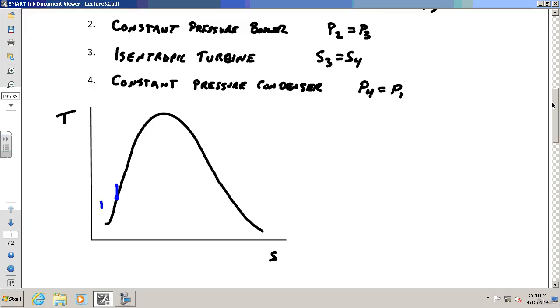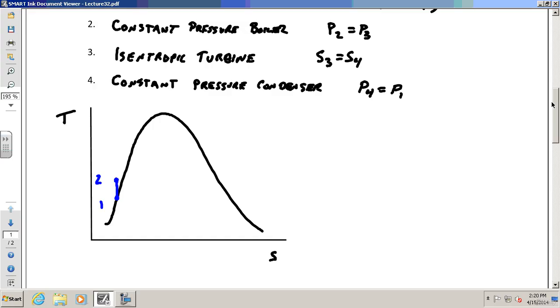Constant entropy, it's going to go up here. It's going to increase temperature, and it's going to have constant entropy up to about there. It's going to be a very small vertical line that just goes slightly up. When you pump water, you'll increase its temperature a little bit. Not a lot, a little bit.